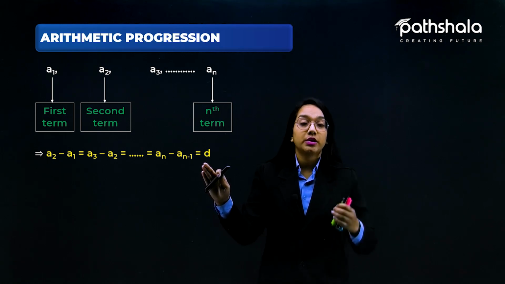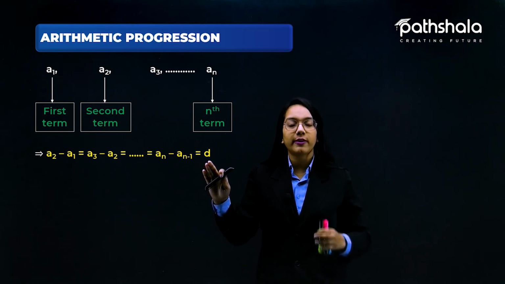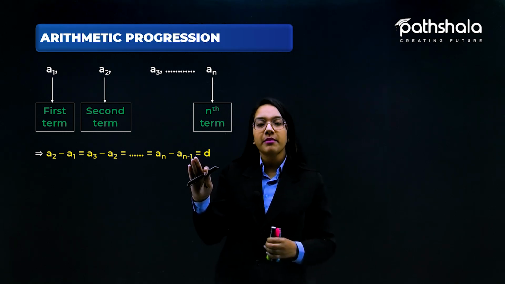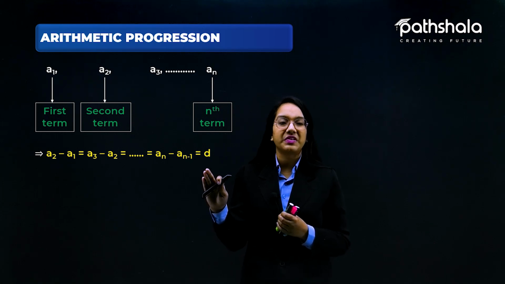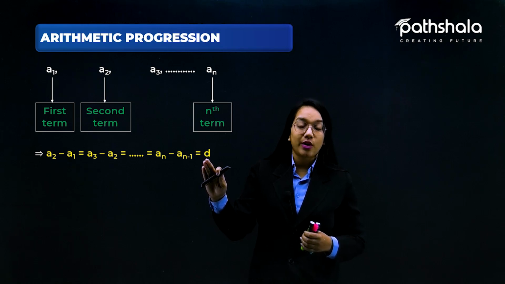Always remember, small d always represents the common difference. In general, we represent the common difference as small d. It is the fixed number that we always add to the preceding term to get the succeeding term.